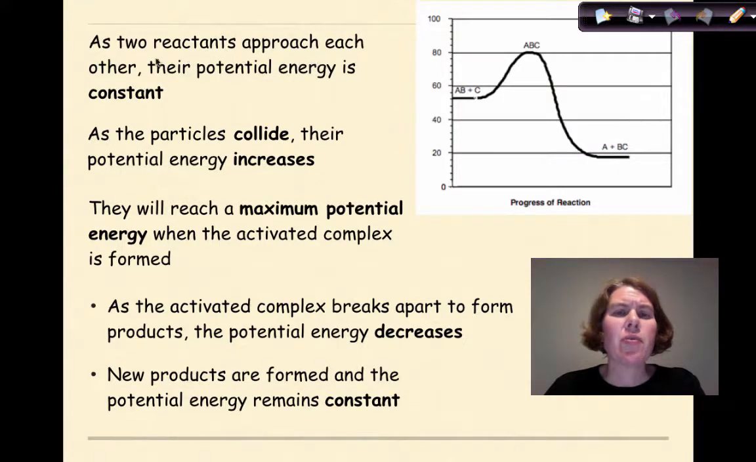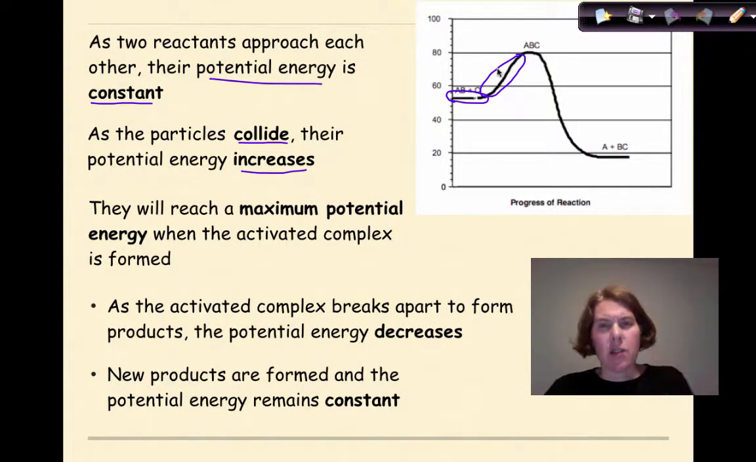As two reactants approach each other, their potential energy is constant. We can see that right at the beginning, right here. We see this potential energy over the progression of the reaction, and it's going to just be a flat line. As particles collide, their potential energy will increase. So this section right here is when the particles are colliding, and we see that increase in potential energy.